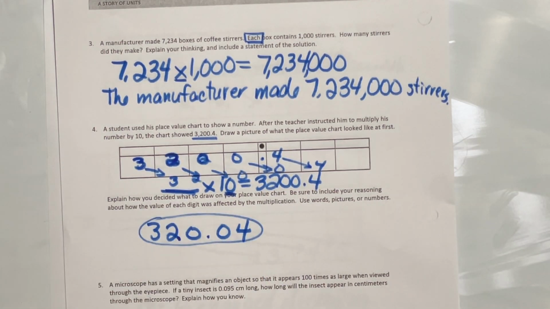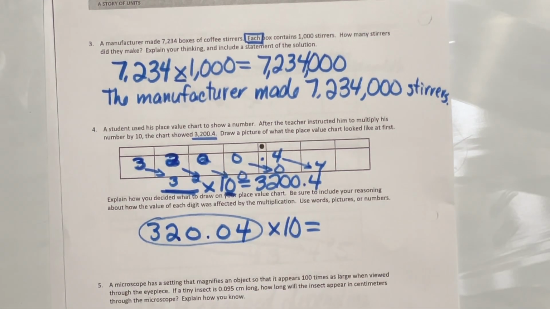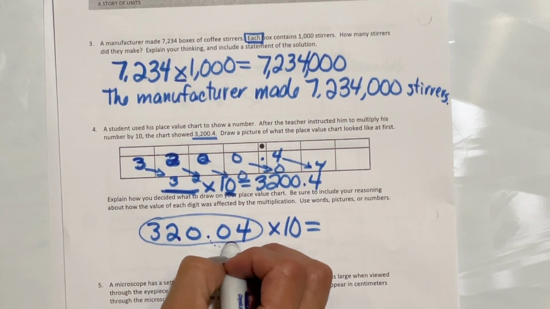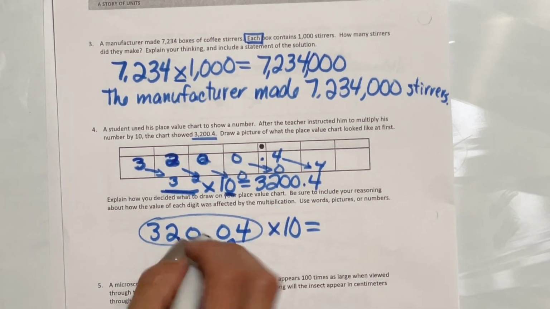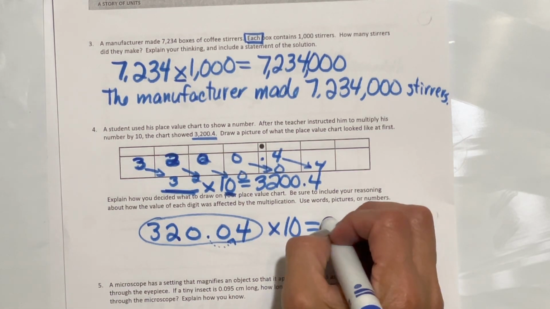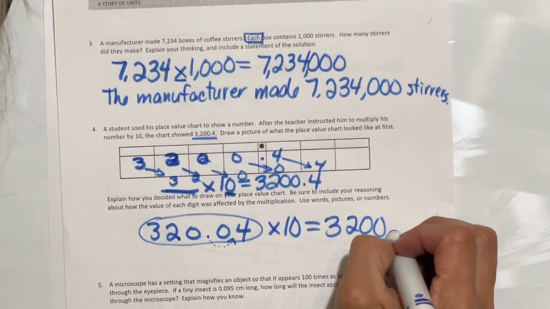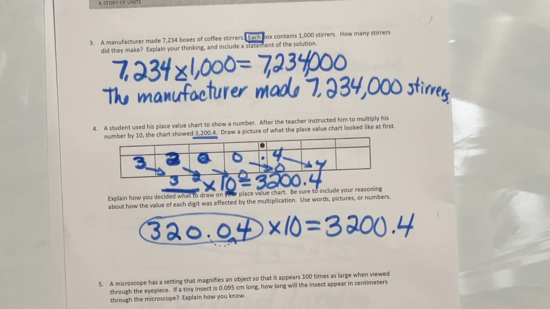How could I check? Well, I could plug that in and say, what is that times 10? What does that equal? Well, if it's times 10, it's going to get bigger, and my decimal is going to move over this way to make this number bigger. So this would be 3,204 tenths. So that's my way to check it. Okay? All right.